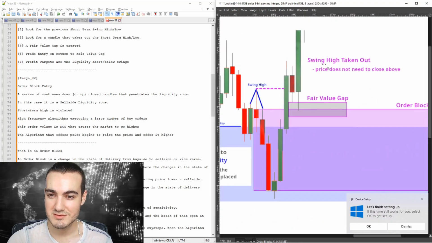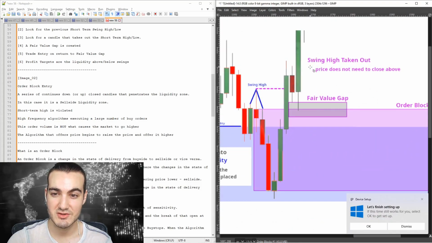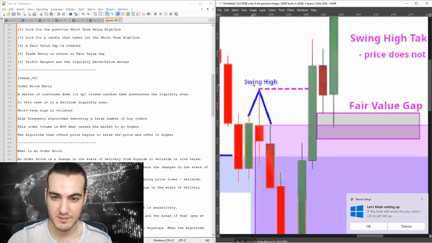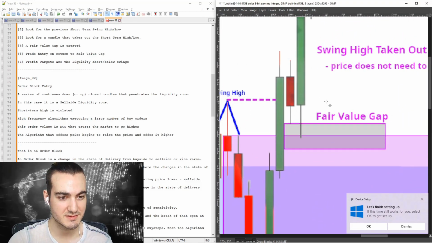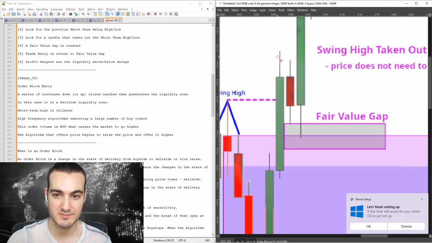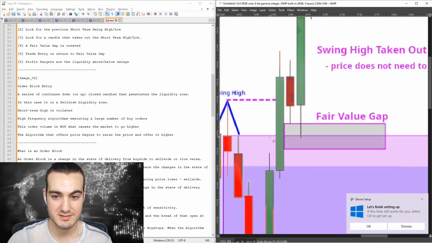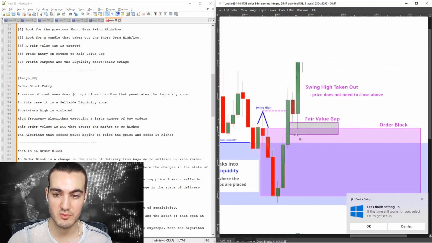And I will also say that price does not necessarily have to close above this swing high. It just has to break it. So it could just be a candlestick that comes up here and broke it, and that would be all that's required.